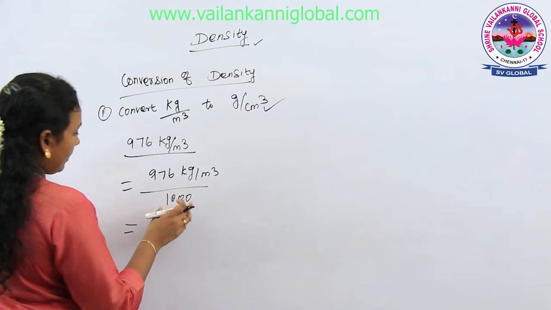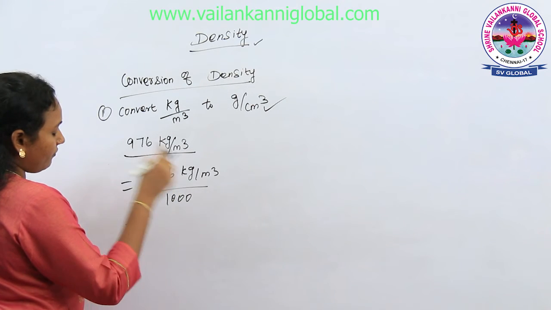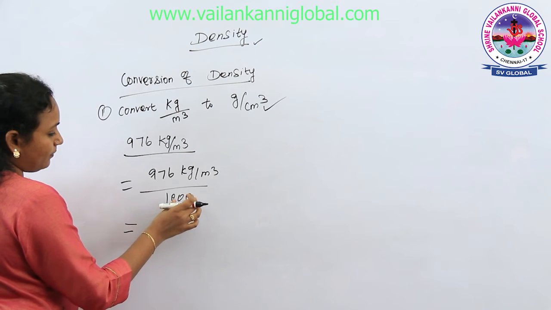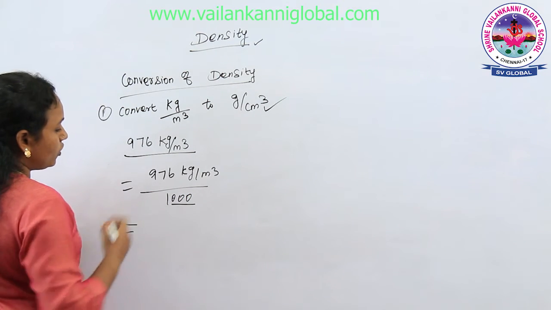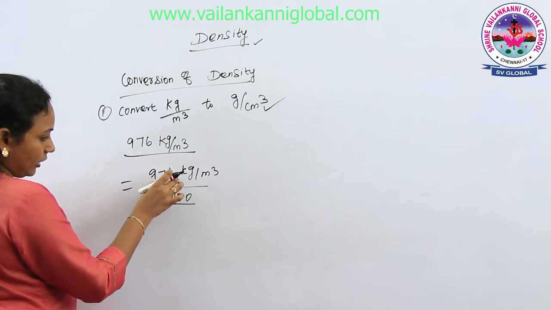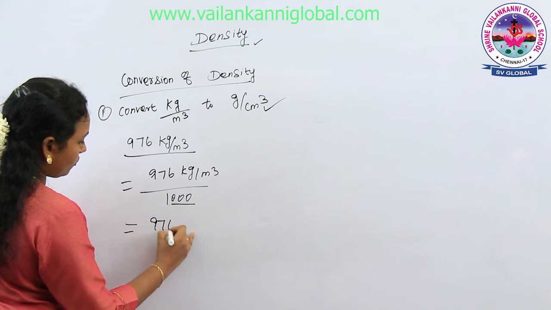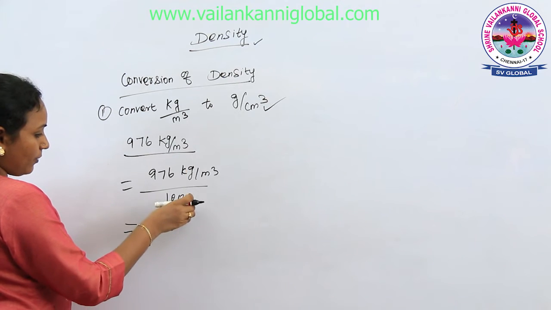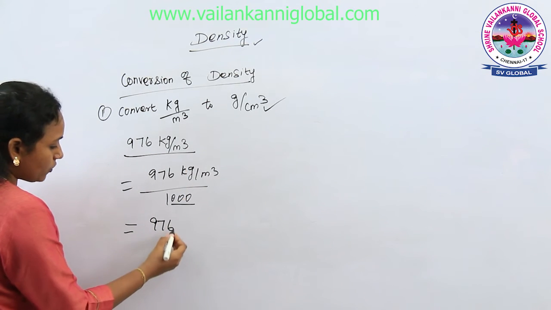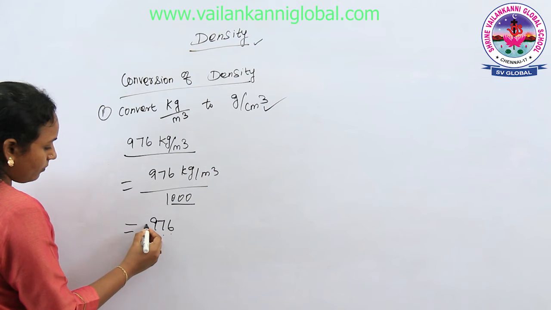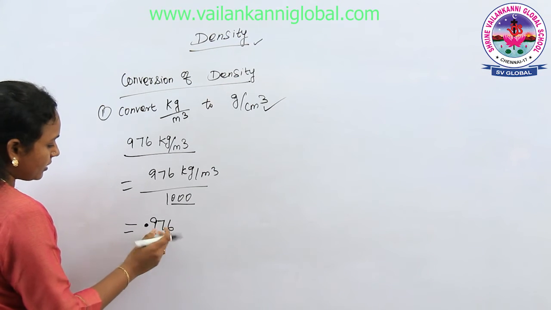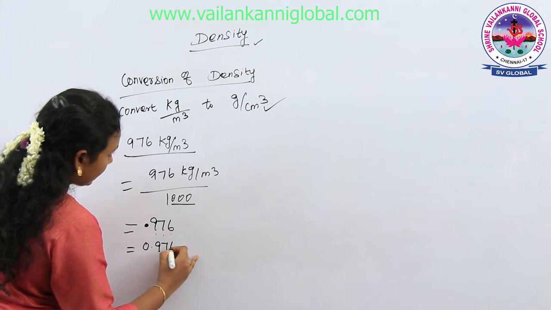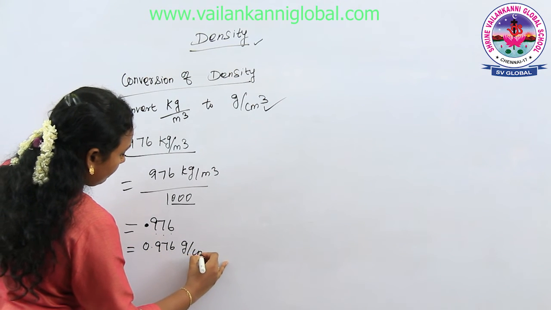When we divide by 1000, what we have to do, first step, check how many zeros are there in the denominator. There are 3 zeros. So first write whatever is given in the numerator in the answer place. Here 3 zeros are there, so you have to keep the decimal point before the 3 digit number. 1, 2, 3. So the answer will be 0.976 gram per centimeter cube.